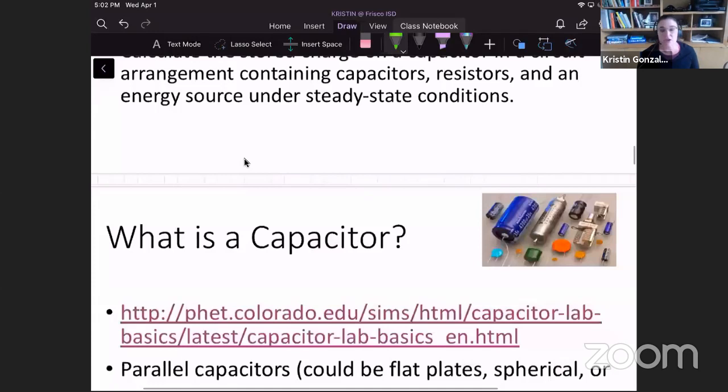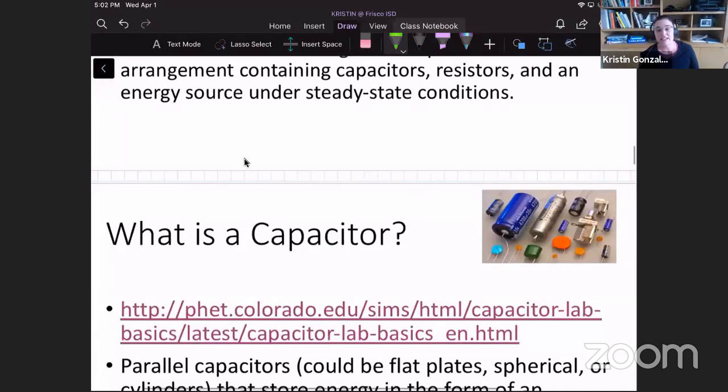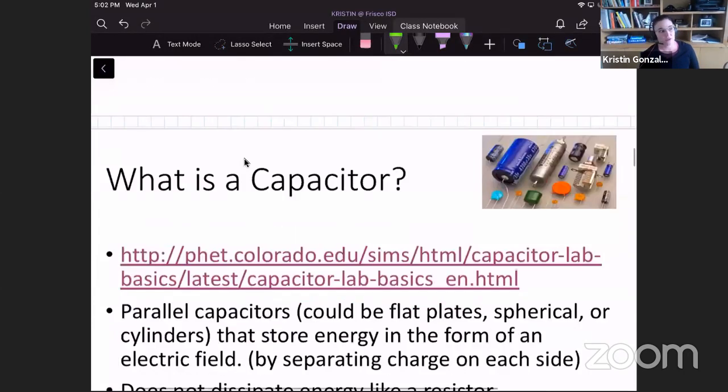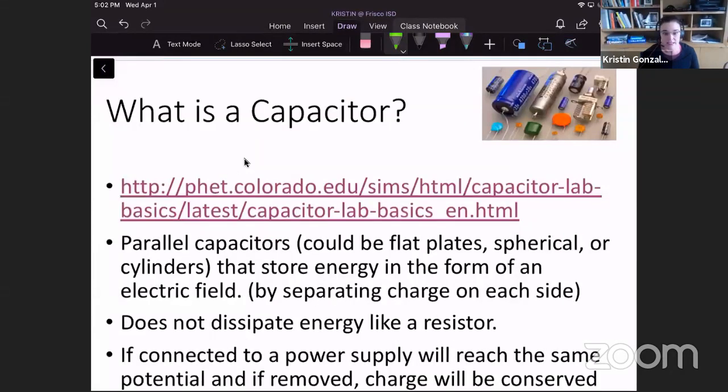And the first thing I want to go over is just review what a capacitor is. A capacitor is a way that we can store energy. It stores energy in the form of an electric field. And how it does that is it is made of two conductors, so they are separated, sometimes by nothing in between them. Sometimes we insert a material in between them called a dielectric.